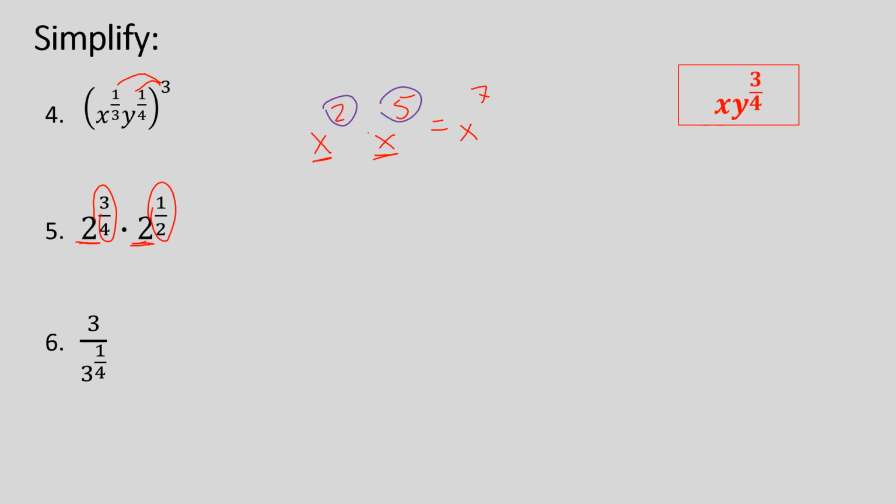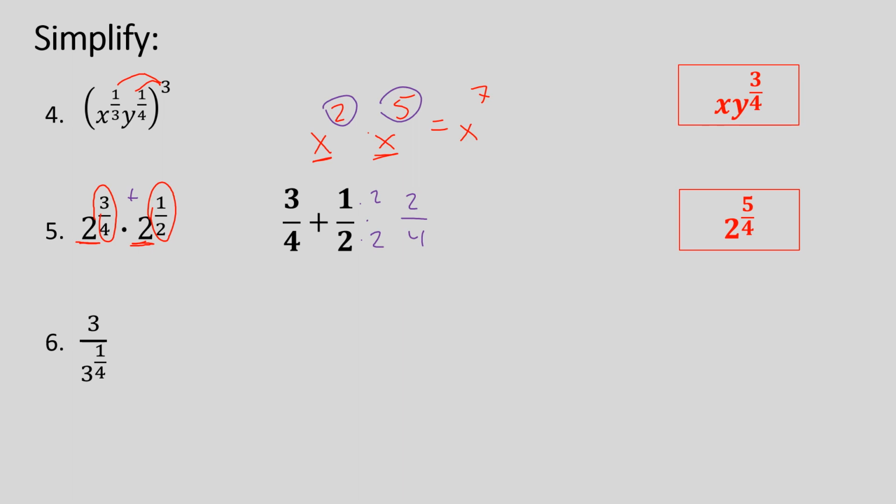So when we have 2 to the 3/4 times 2 to the 1/2, all we're going to do is add those exponents, keep the 2 the same. So 3/4 plus 1/2, give them a common denominator. So times 2, we get 2 over 4. 3 over 4 plus 2 over 4, 2 to the 5/4 power.